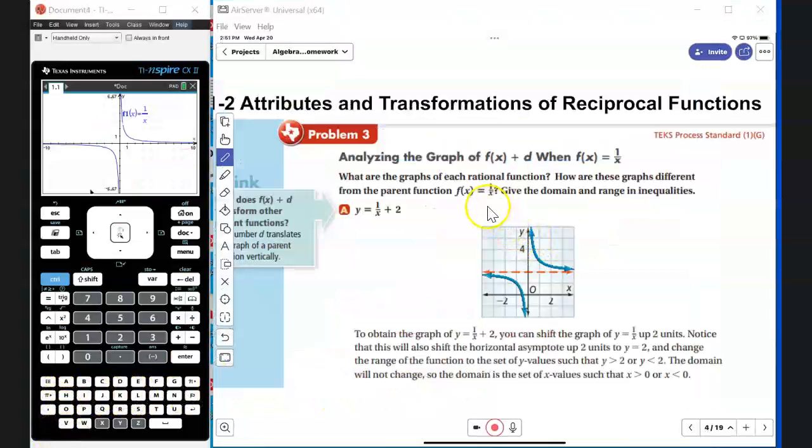We're continuing with transformations of reciprocal functions. Here's a different scenario. What are the graphs of each rational function? How are these graphs different from the parent function? Give the domain and range in inequalities. So you have 1/x plus 2. So if I were to graph the parent function, it would have an asymptote on the y-axis, but the parent function would also have an asymptote on the x-axis, and the parent would look something like this, right?